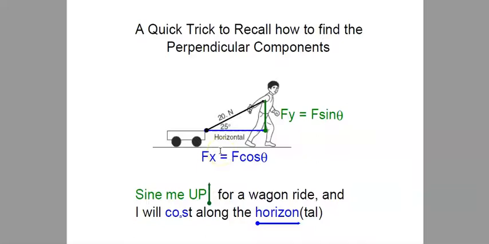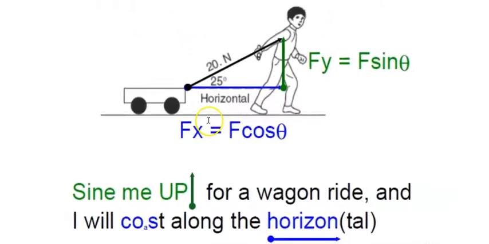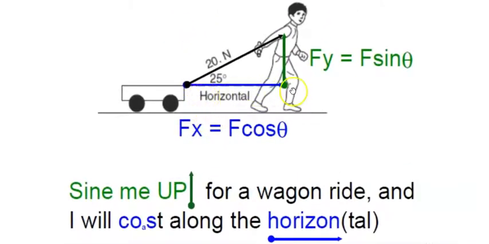In closing, let me show you a quick trick to recall how to find perpendicular components for a quadrant 1 vector. We know that the horizontal component of a vector is related to the cosine of the angle because it is adjacent, and we know that the vertical component of the vector is related to the sine of the angle because it is opposite. The opposite vector points up and the horizontal vector points to the side.